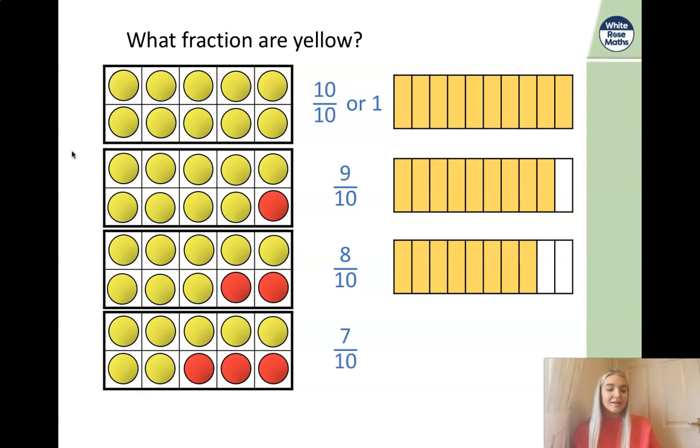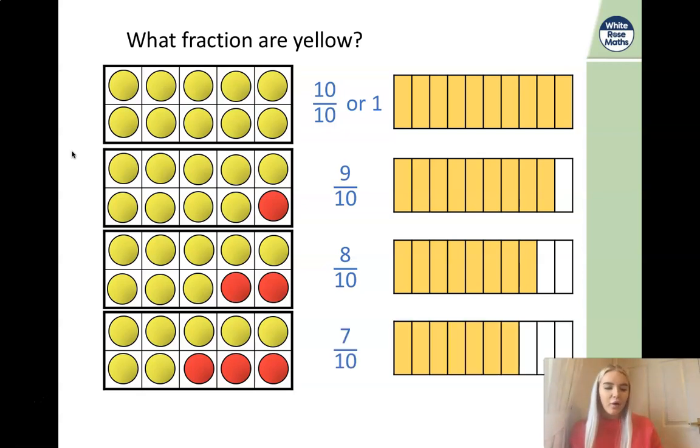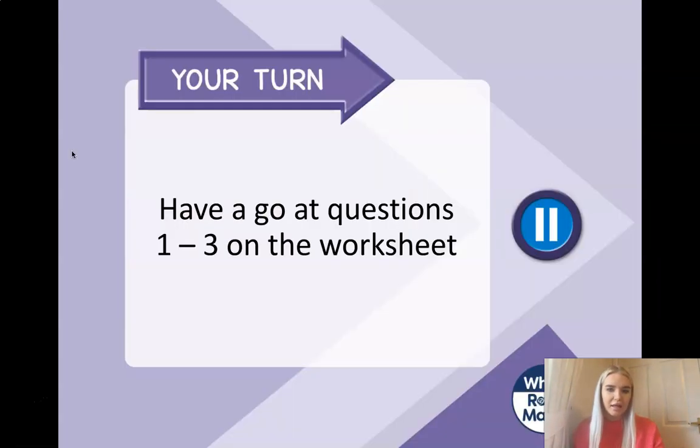Fantastic, 7/10. Now, what is the fraction of my red counters then? That's right, it would be 3/10, wouldn't it? Because I have 3 red counters out of 10 remaining.